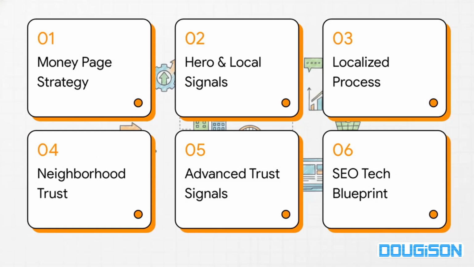We're going to do a top-to-bottom anatomical teardown of a high-converting, SEO-optimized city landing page. First, we'll cover the money page strategy. Then, hero and local signals, followed by the localized process. Fourth is building neighborhood trust. Fifth is advanced technical trust signals. And we'll wrap it all up with the SEO tech blueprint.